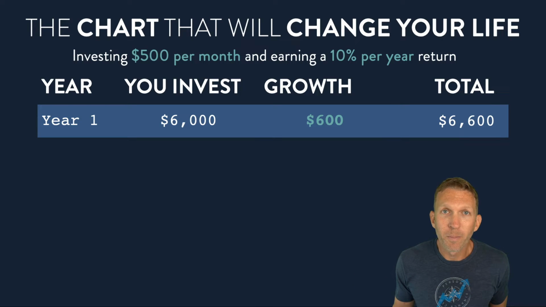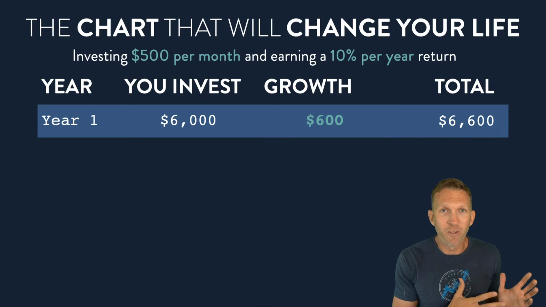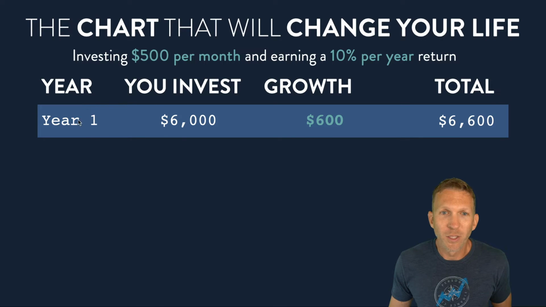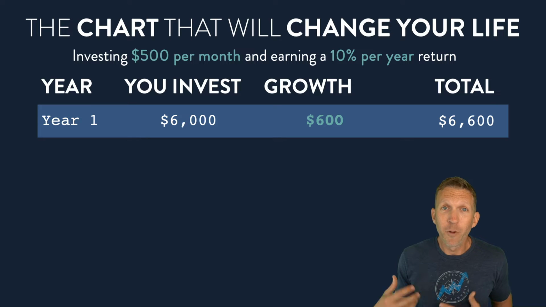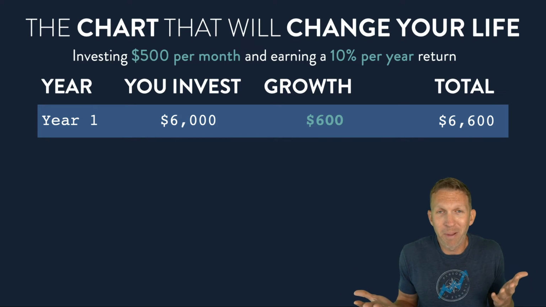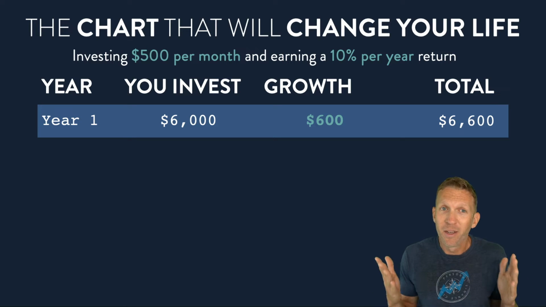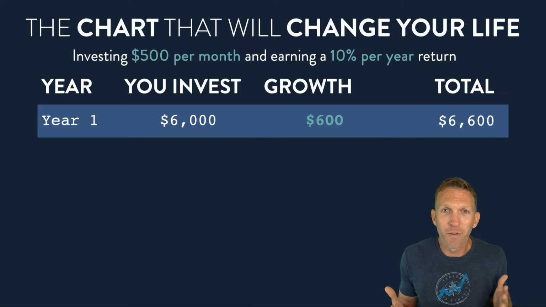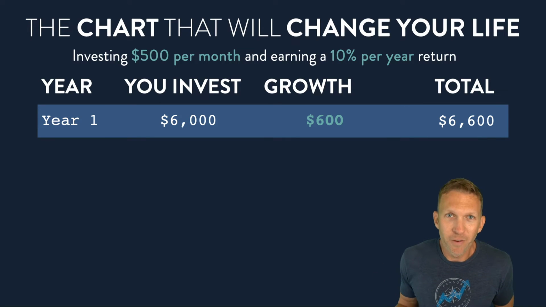In year number one, $500 times 12 months is $6,000. That's where this $6,000 number comes from right there. If you get a 10% rate of return on $6,000, 10% of 6,000 is 600 right here, and 6,000 plus 600 is 6,600. So if you do this for 1 year, you'll have 6,600 bucks, 600 of which is growth. You know, that's not bad. 6,600 bucks is a lot of money, a year's worth of savings. You've done well for yourself, but it certainly isn't a life-changing amount of money.